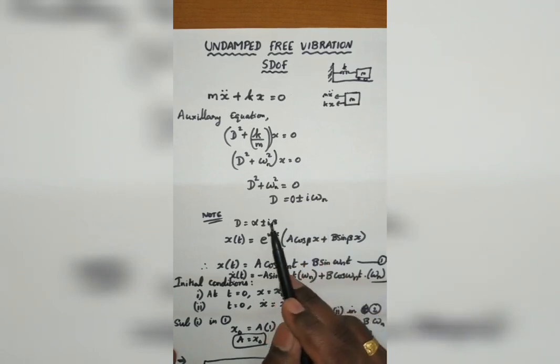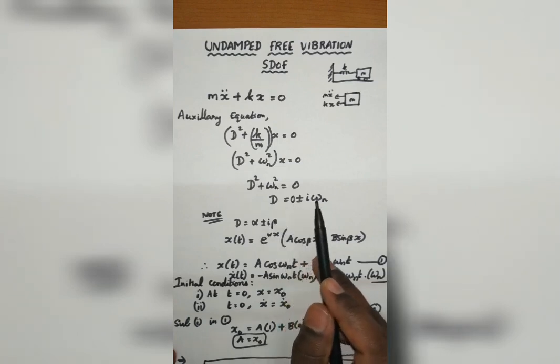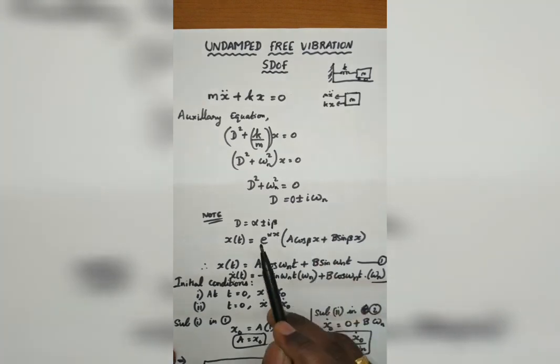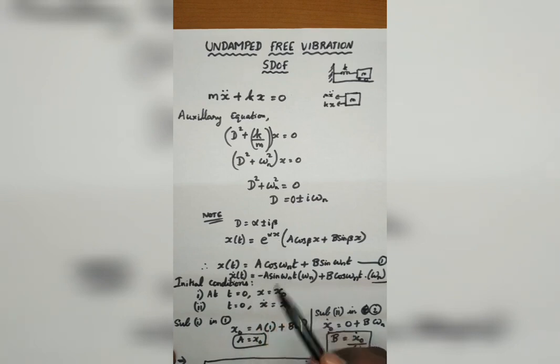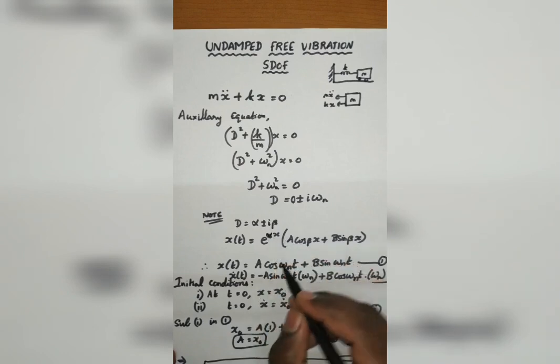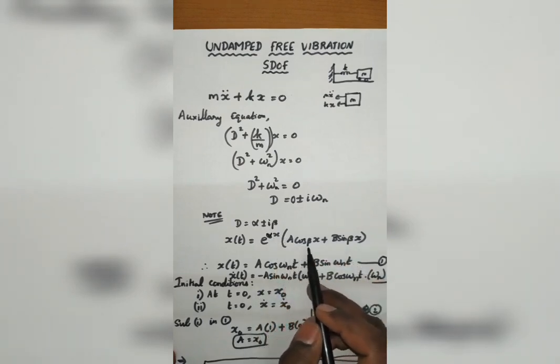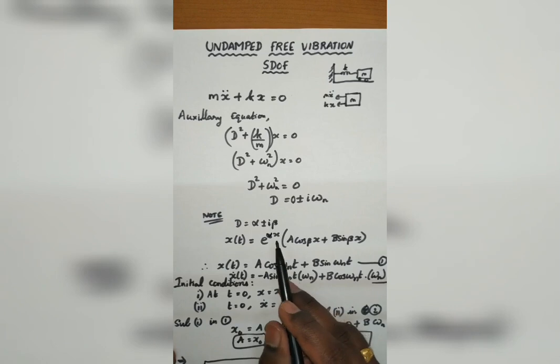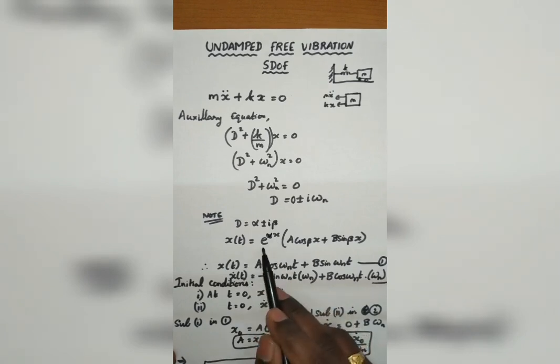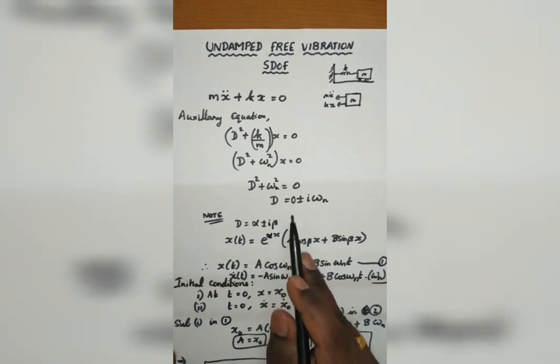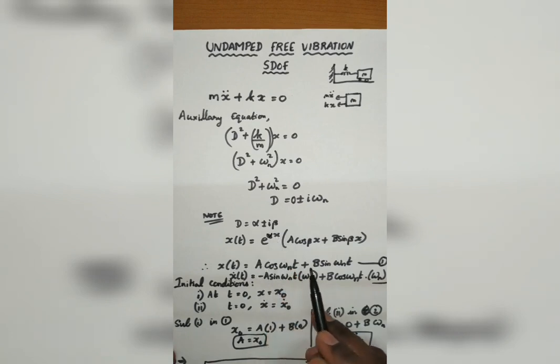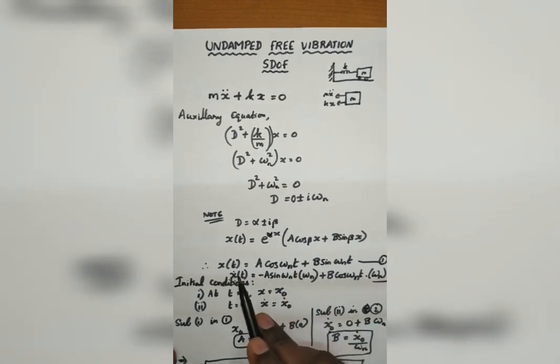So this is of the form alpha plus or minus i beta, so 0 plus or minus i beta. So alpha is 0 and beta is omega n. So this is the general solution: x of t is equal to e power alpha t, into a cos beta t plus b sin beta t. So I am going to write the solution in this form: e power 0, since alpha is 0, e power 0 will be 1, a cos omega nt plus b sin omega nt, and I have to differentiate once to get the velocity x naught dot.